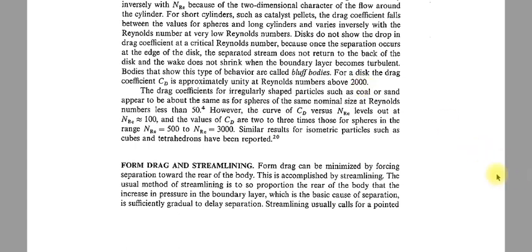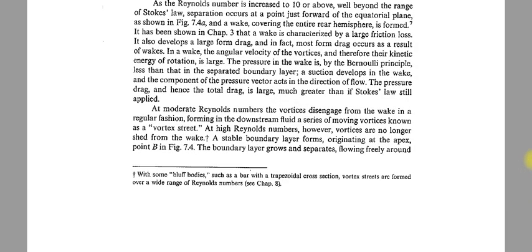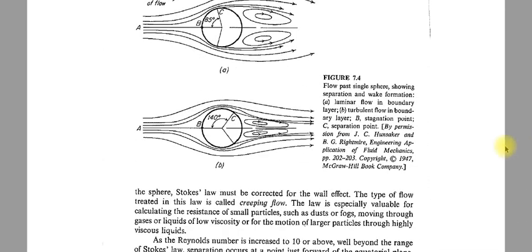Now the next point is the form drag and the streamline flow. So what is the streamline flow? As we have discussed, this vortex will create the form drag, because due to this vortex you have the pressure difference across the body, and that pressure difference exerts a force on the body, which is called the form drag. So the form drag will depend upon the shape of the body.